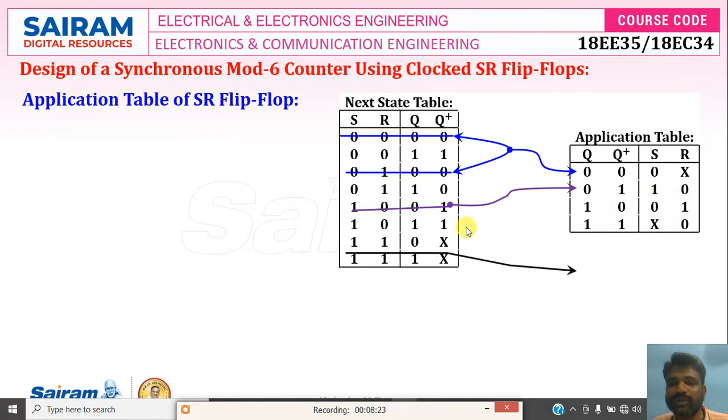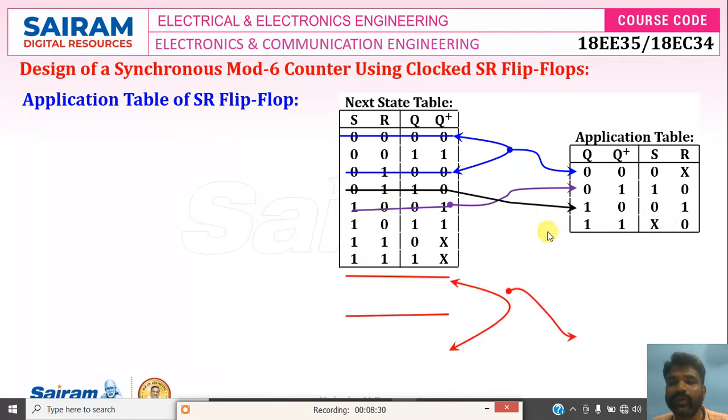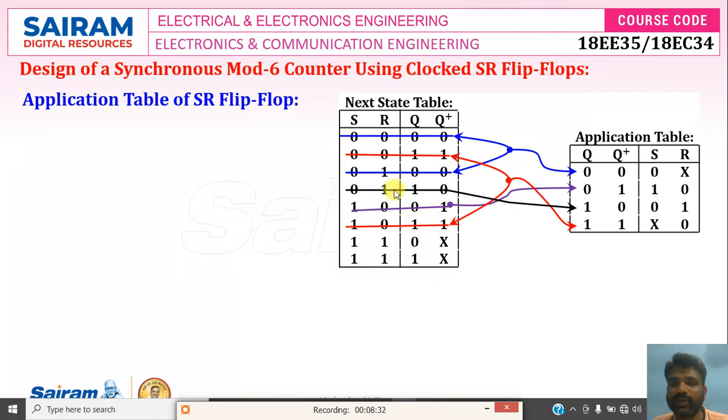So S value should be 1, R is 0. And 1 to 0, S is 0, R is 1. And 1 to 1, 2 combination. So here S is either 0 or 1, but R must be fixed to 0. So S is don't care, R is 0. So this is the application table of SR flip-flops.